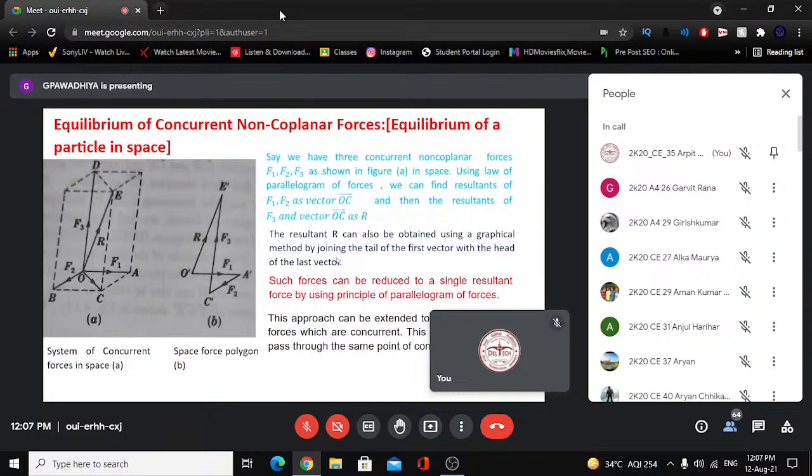So we were studying the forces. We studied concurrent coplanar forces in 2D. Now let's study the equilibrium of concurrent non-coplanar forces. It's the equilibrium of a particle in space. So suppose there are three force vectors F1, F2 and F3.